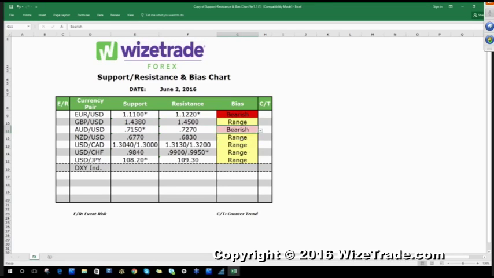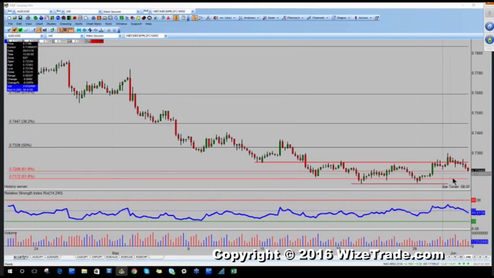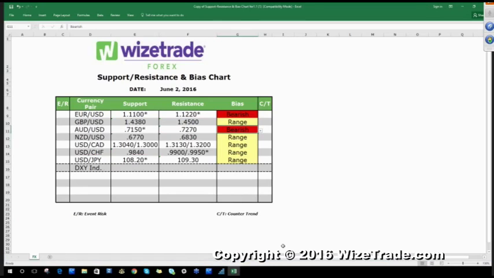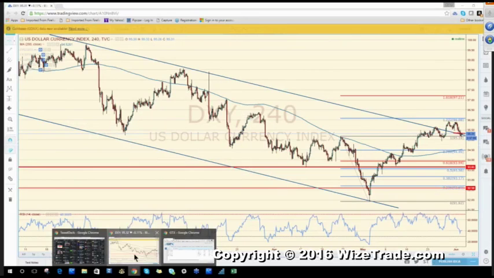And I'm going to put that it's still bearish, because it's just failing to rally. I think the Aussie looks bearish. All right, so here's the dollar.